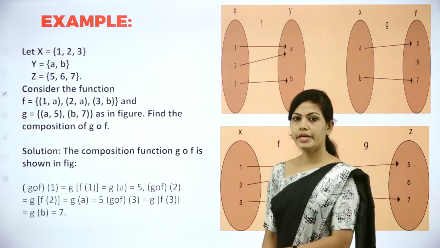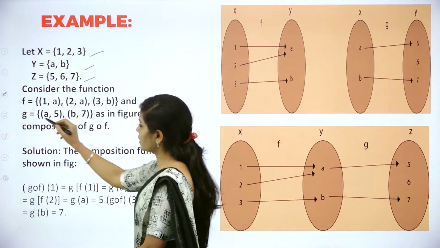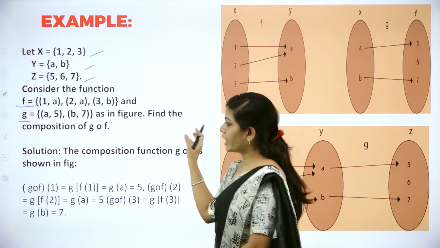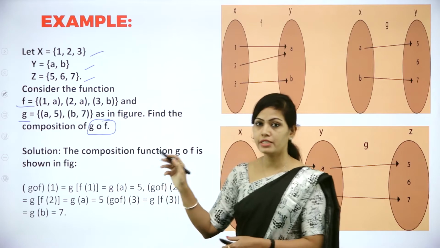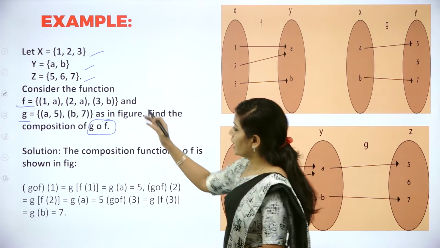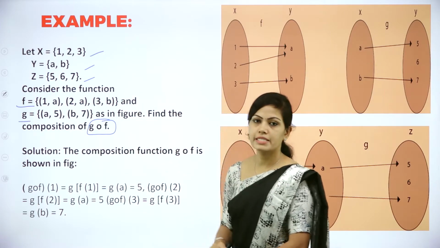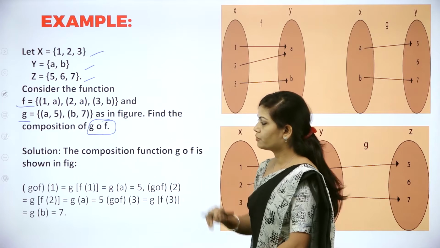Example: here I have three sets called x, y, z. Consider the functions f and g as in the figure. Find the composition g of f. I have the relation of f and g, and I have three sets x, y, z. So how to solve this g of f?